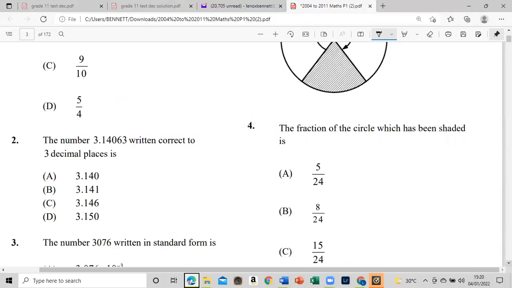The number 3.14063 written correct to 3 decimal places is. So first we have to go to the 4th number. If it's 3 decimal places they want, you have to go to the 4th number after the decimal point. So it's 1, 2, 3, 4. So 6 we are on. If it's 5 or greater, we add 1. We're going to add 1 to the 0 and we get that.